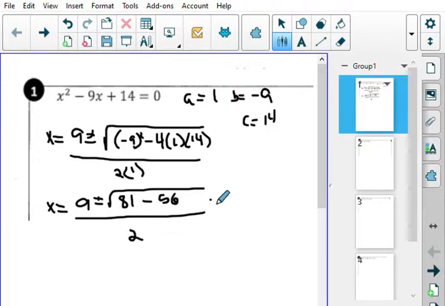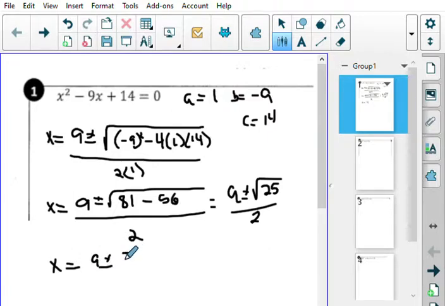All right, I'm going to reduce that even more. I have 9 plus or minus the square root of 81 minus 56, which is 25, divided by 2. And now we know that the square root of 25 is just 5. So we have 9 plus or minus 5, all divided by 2.